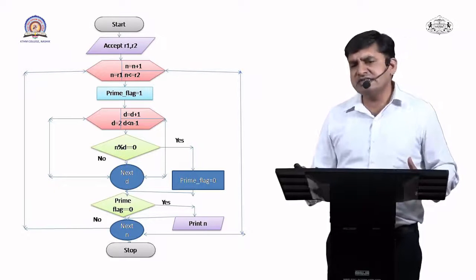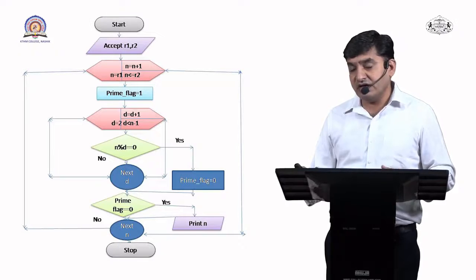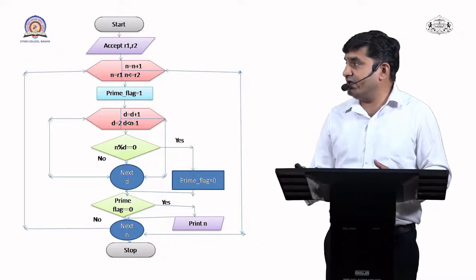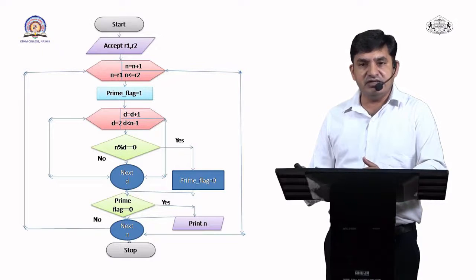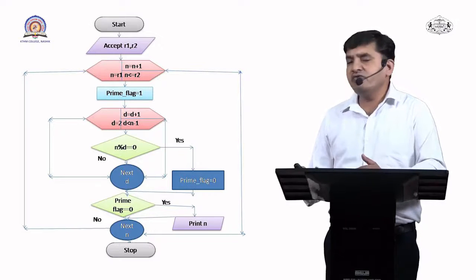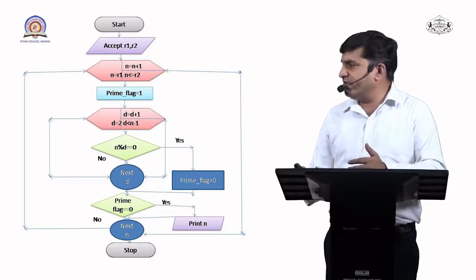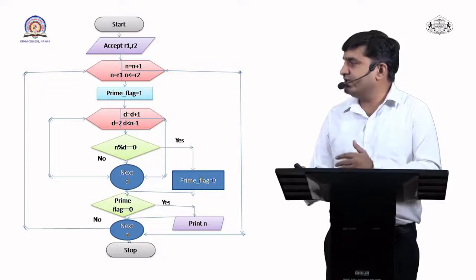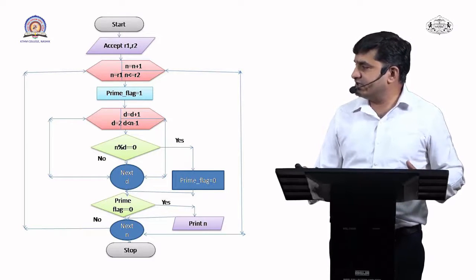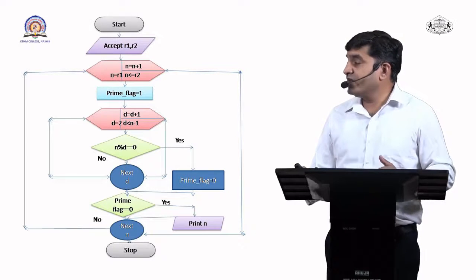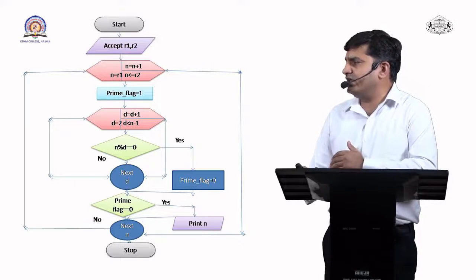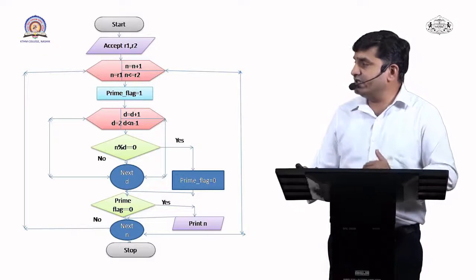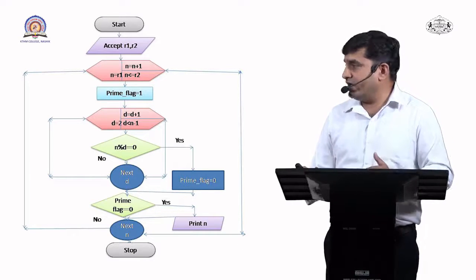Now n is divided by d. It indicates that the first number is divided by d, that is divided by 2, and we have to check the remainder. If the remainder is equal to 0, yes, then prime flag is considered as 0. Otherwise, go to the next value of d, that is, d is incremented by 1.